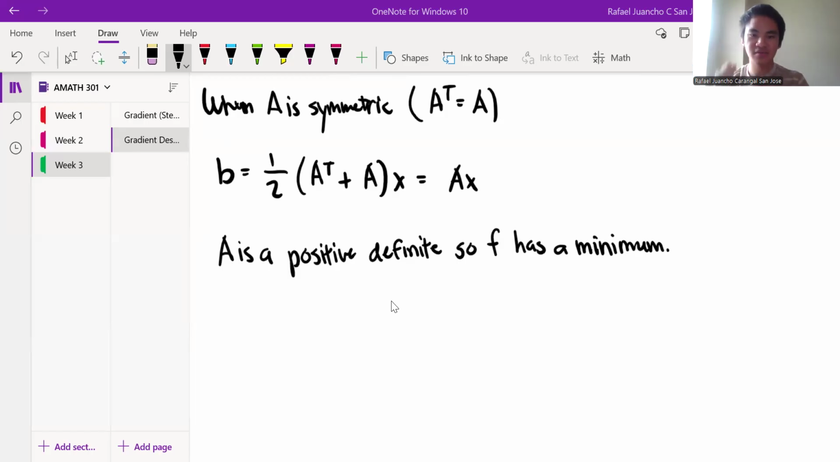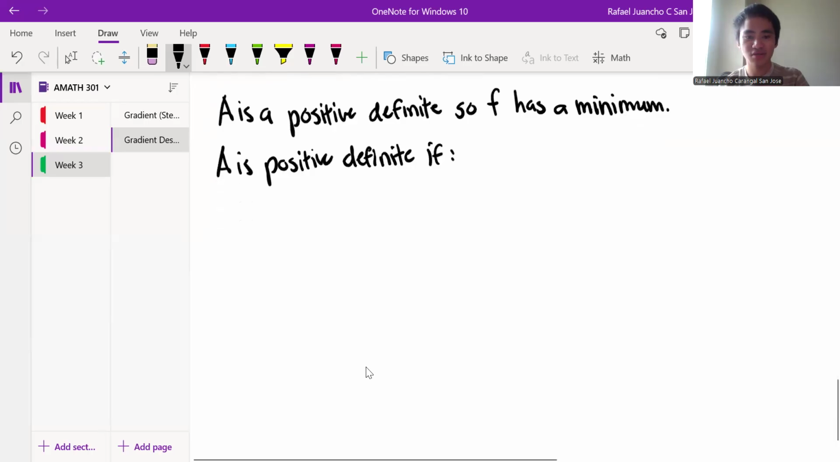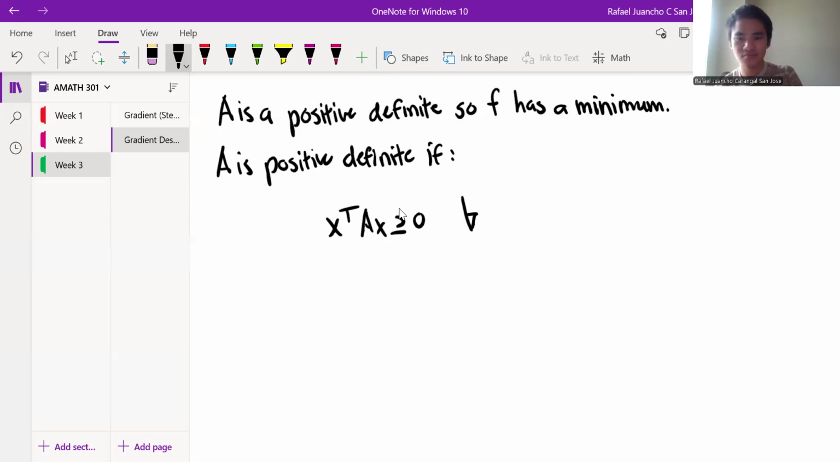And we're going to define the mathematical definition. We're going to say A is positive definite if we fulfill these conditions. We're going to say that our x transpose Ax is greater than or equal to 0. Then it would be positive definite. Here we're saying x is a vector.